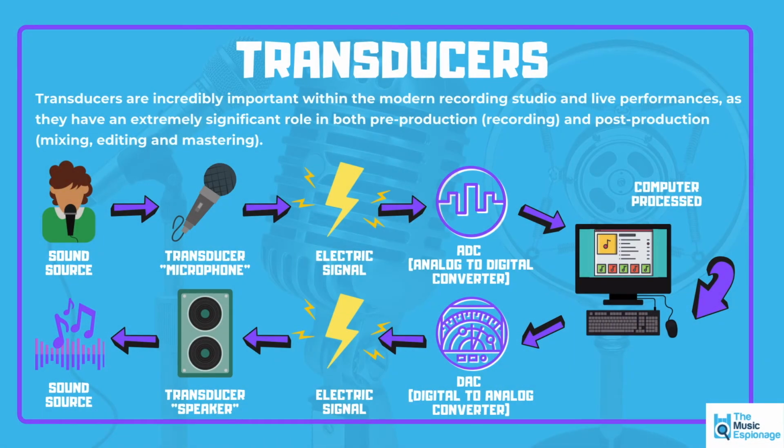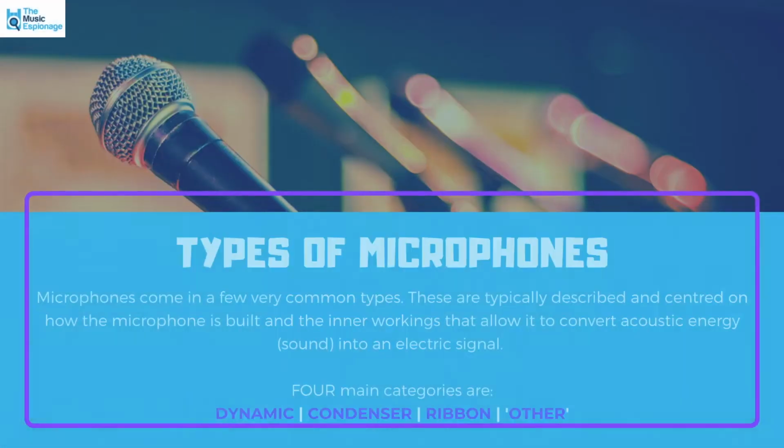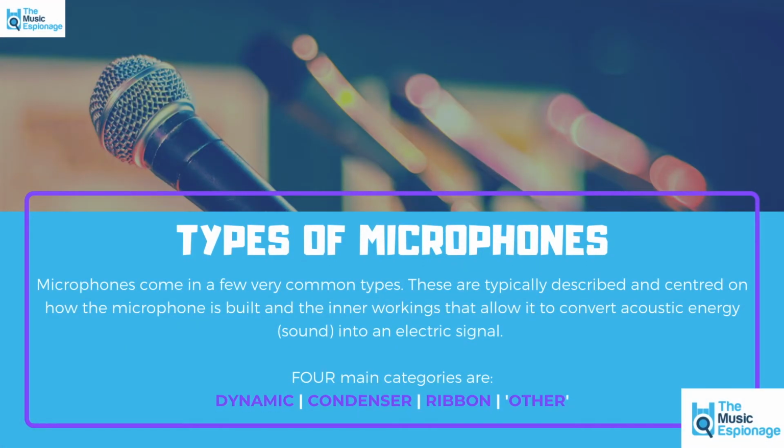So we know that microphones are a form of transducer. But what are some of the main types of microphone? Well, really, in the modern recording studio, the three main ones that you'll encounter are dynamic, condenser and ribbon microphones. As well as there are other types of microphones, but they're less common in the studio. These might be things like PZM microphones, parabolic microphones, wireless microphones, and even the strange and mysterious crystal microphones.